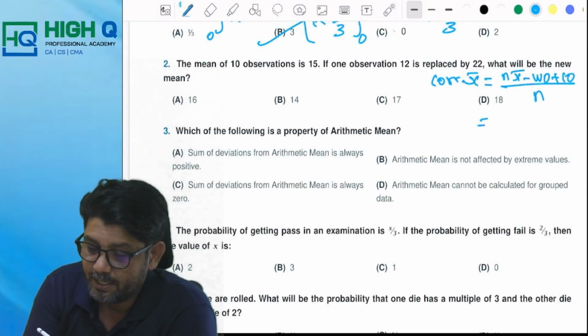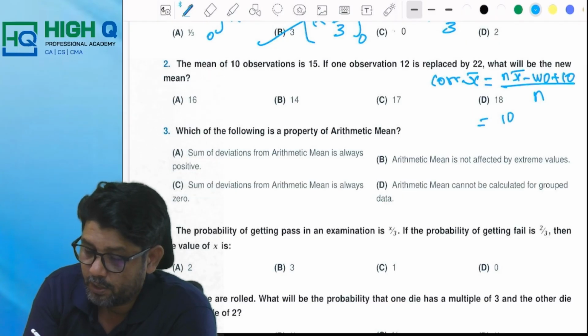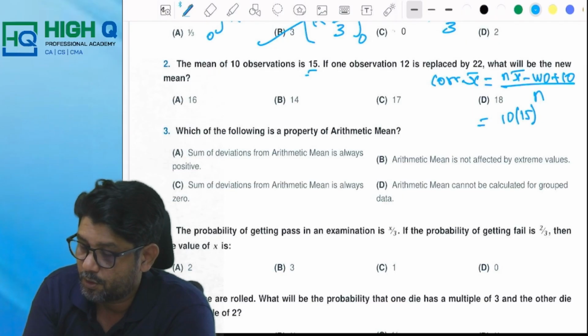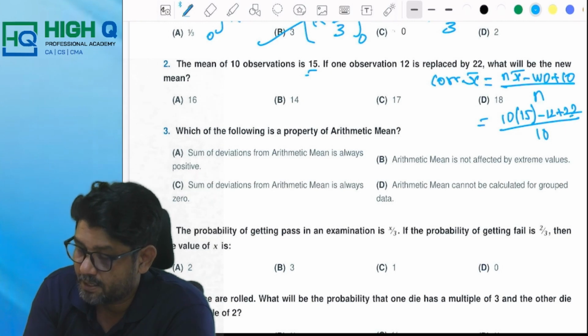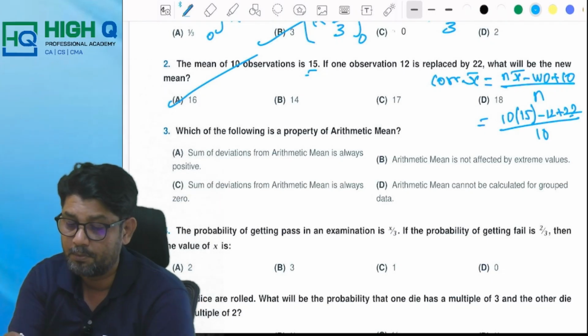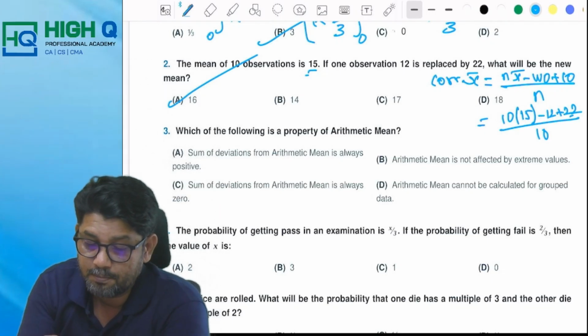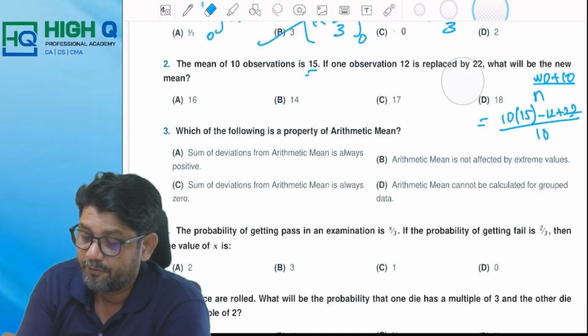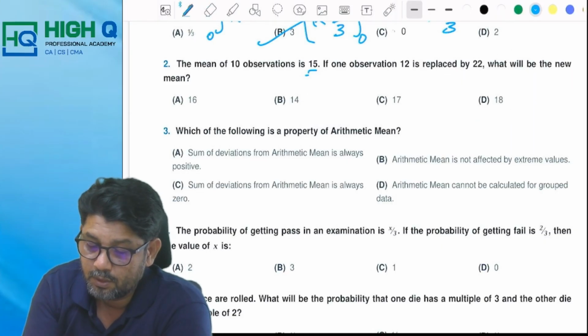So here n is nothing but 10. X bar is 15, given, minus wrong observation, which is 12, plus 22, divided by 10. So 150 plus 10, 160, divided by 10 is 16. That's it, my dear. This is the answer. This formula you remember, okay? Or otherwise, if you are smart enough, how you would have done it, I'll tell you.